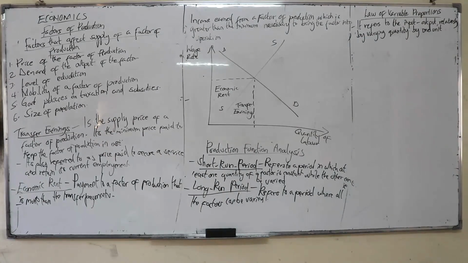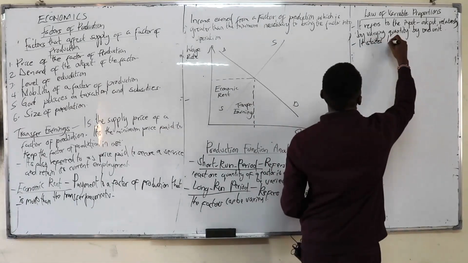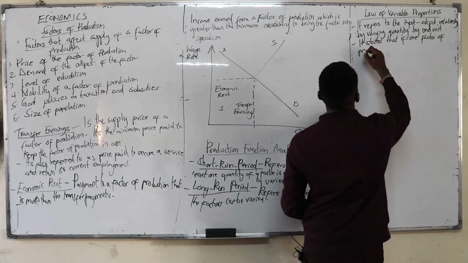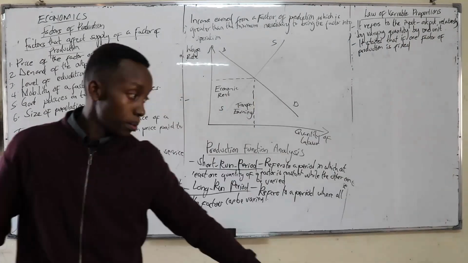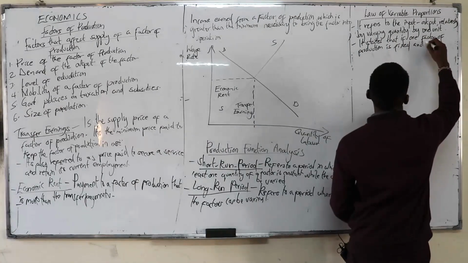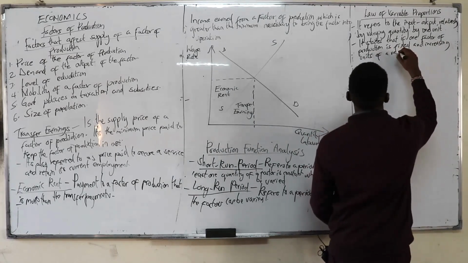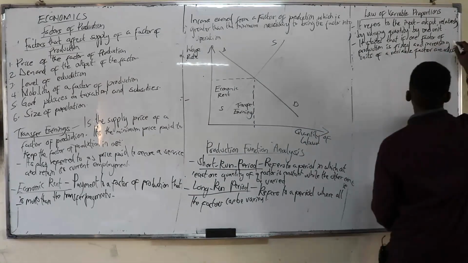So the law implies that if one factor of production is fixed, because it happens mostly in the short run period, this kind of law of variable proportion, and increasing units of a variable factor are added to it.